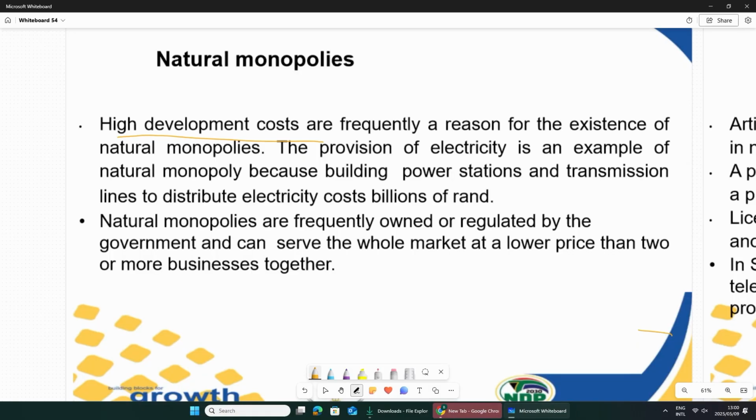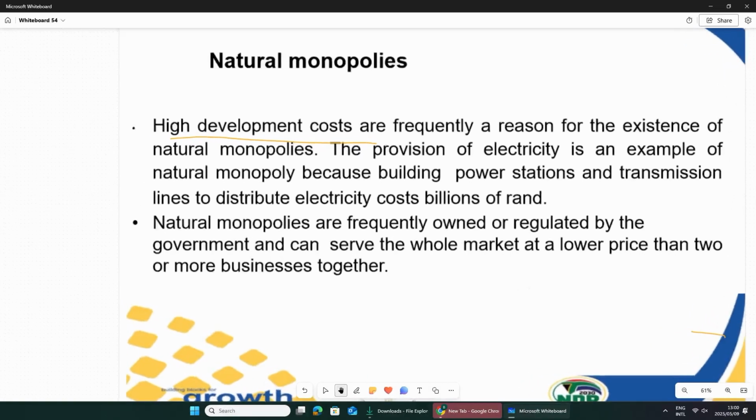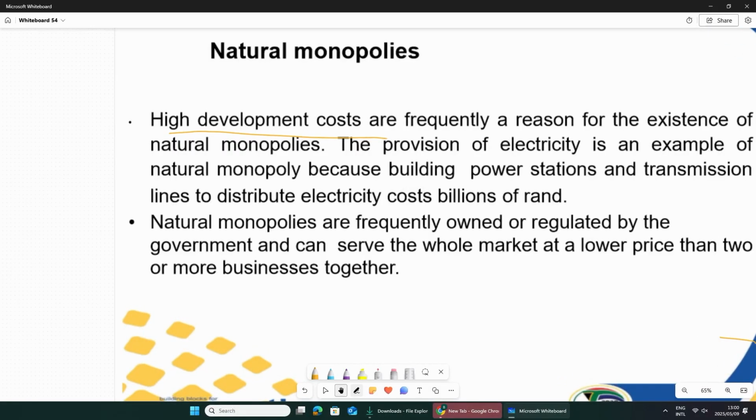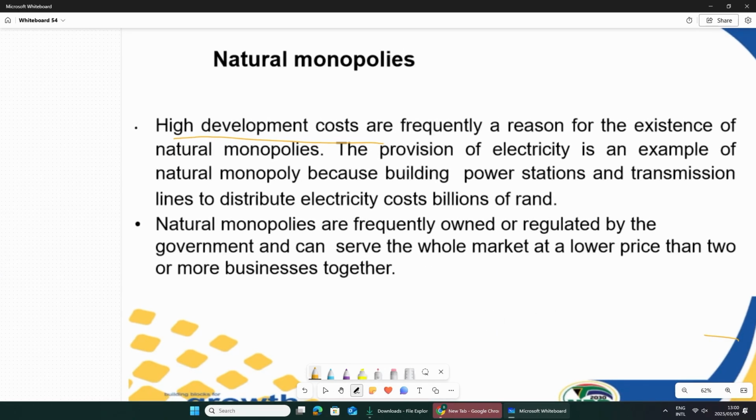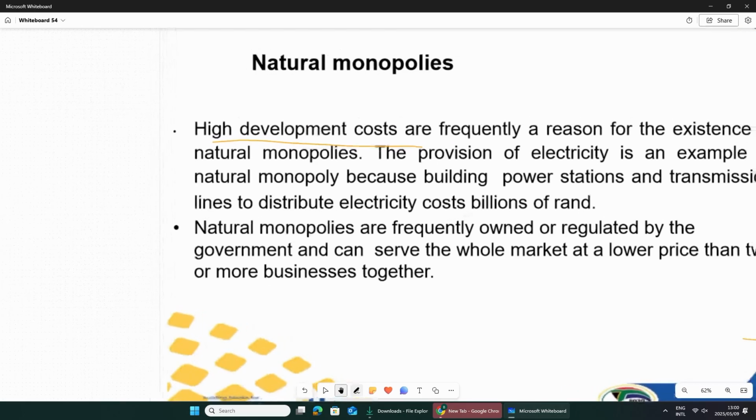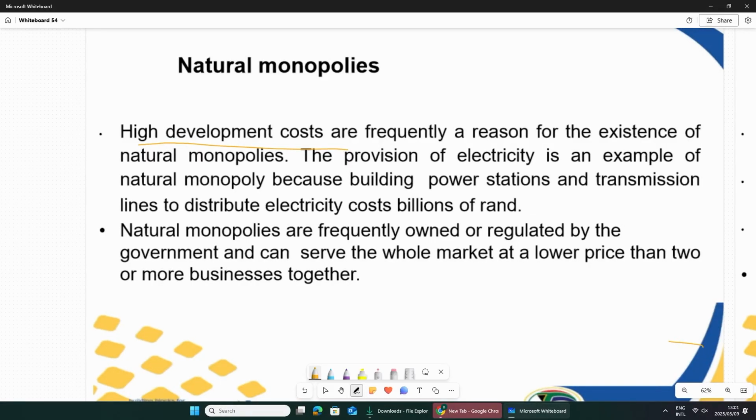For example, in the provision of electricity, it requires a lot of money in order to build the power stations that are required. It also requires a lot of money for transmission lines to distribute the electricity. This can actually cost billions of rands. So these can result in natural monopolies. These natural monopolies are frequently owned or regulated by the government, which is the one that can provide it.